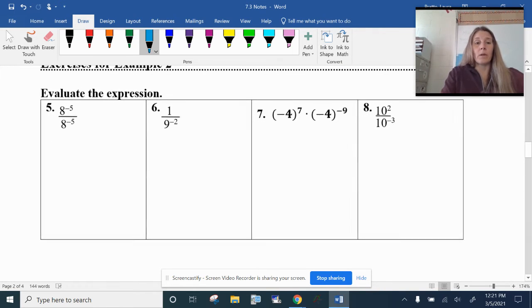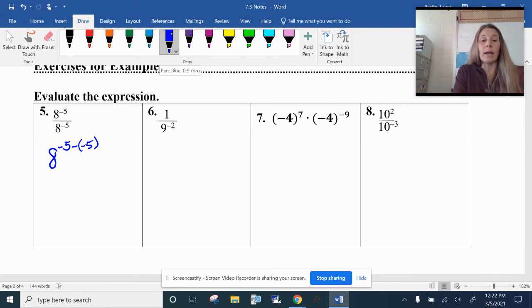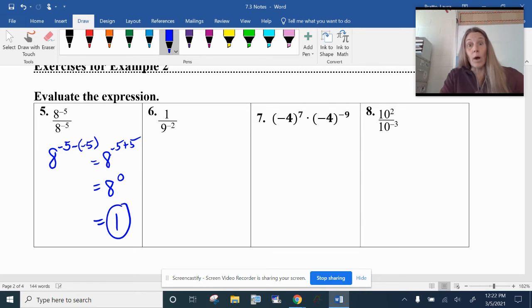Okay. So taking a look at number 5. Okay, so there's a couple ways we could look at this one. One, if we think of our quotient property that we have done the other day, we would subtract our exponents. But if you're subtracting negative 5 minus negative 5, remember when you subtract a negative, you're really adding. And so that's going to become 8 to the 0 power, which of course equals 1.